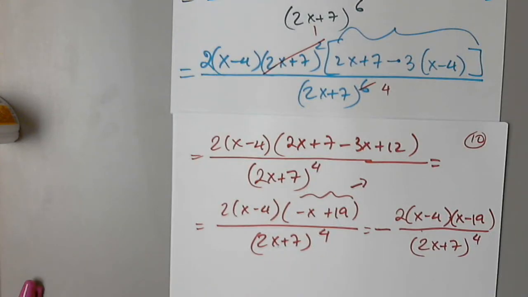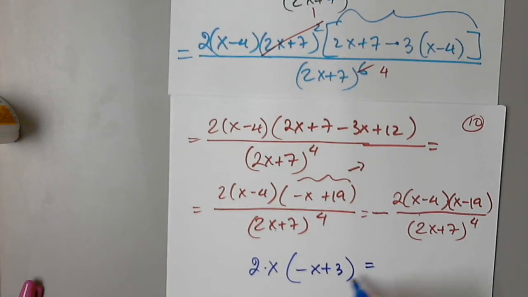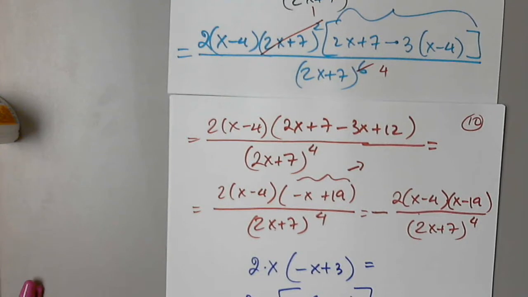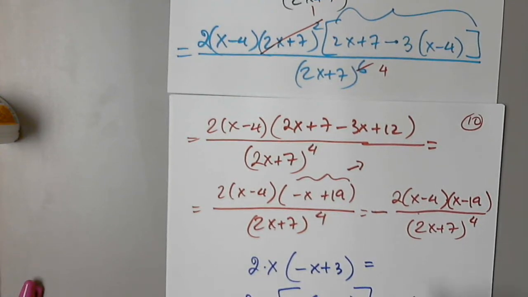Okay? Yes? So I get why you move the negative over, but how does that not affect the 2 times x minus 4? Very good question. So let's do this. Let's say I have 2 times x times negative x plus 3. So this is 2 times x, negative x minus 3. 2 times x times negative 1, or negative 1 times x times 2, is negative 2x, x minus 3, no matter how you look at it.